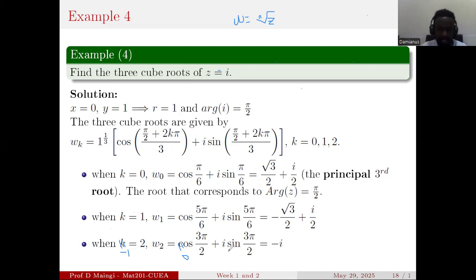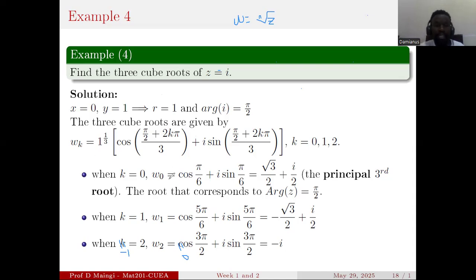Let me just check this one here. When k is 2, here you have 4 pi. So you have pi over 2 plus 4 pi over 3. So you multiply by 2, it gives you 8, so 9. So it's 9 pi over 2 over 3. Yeah, it's 3 pi over 2. It's okay. Yeah, no problem.